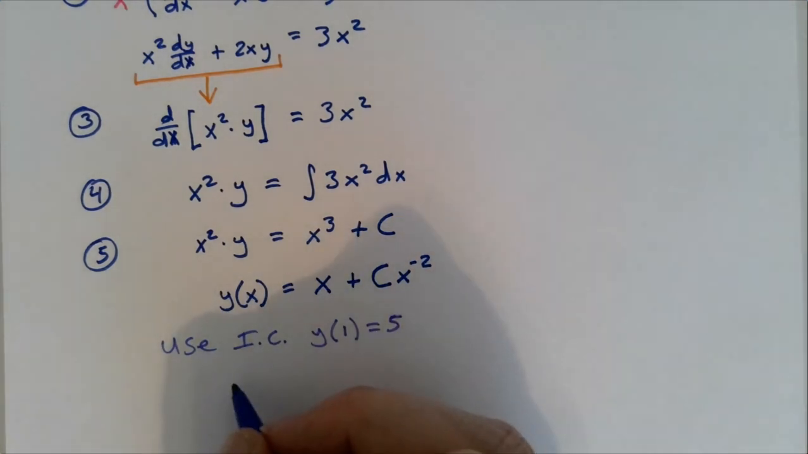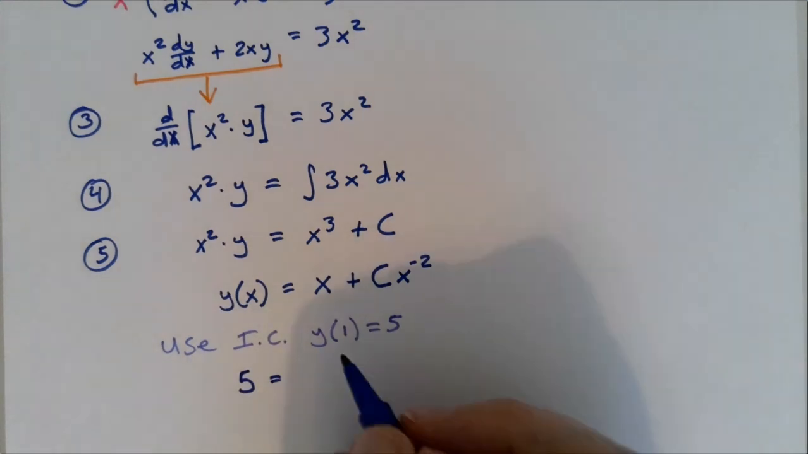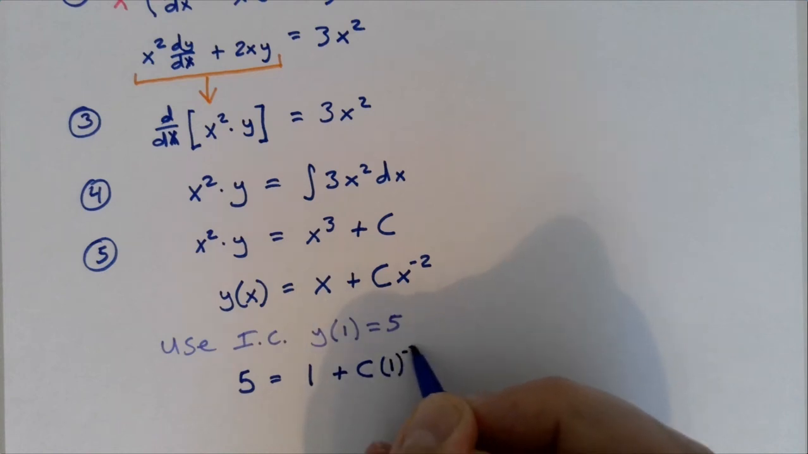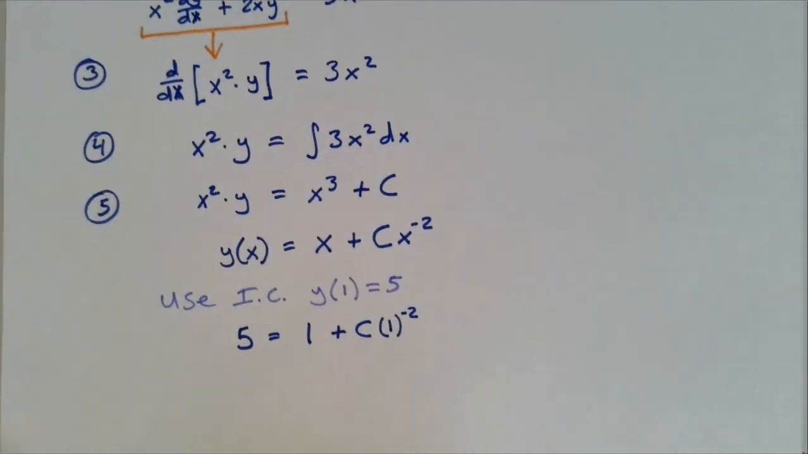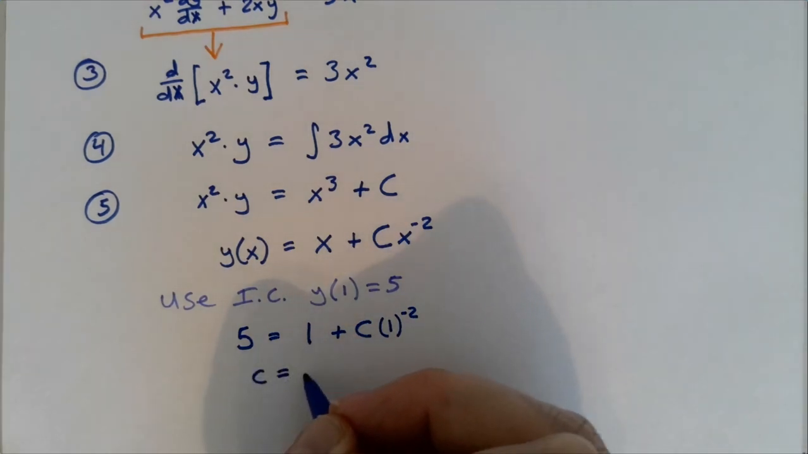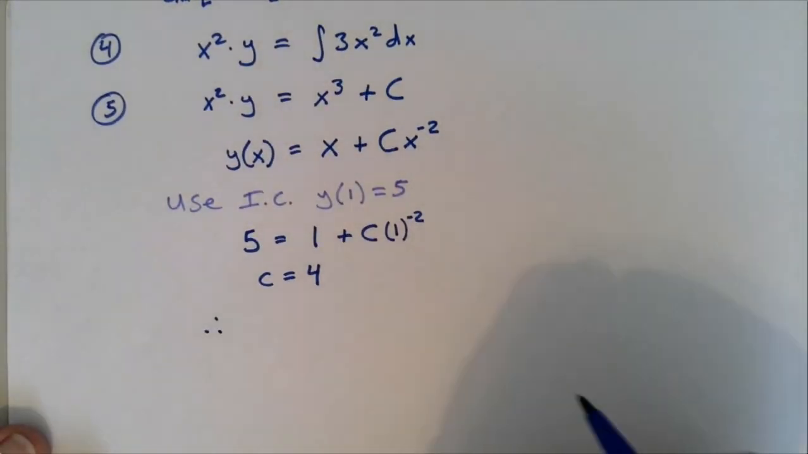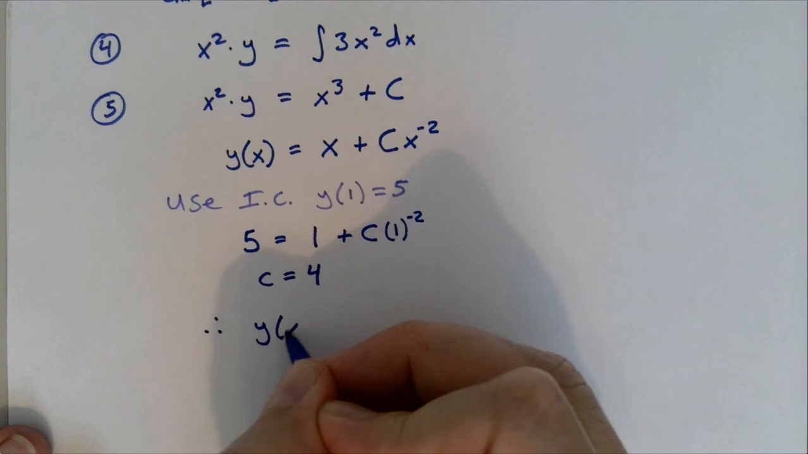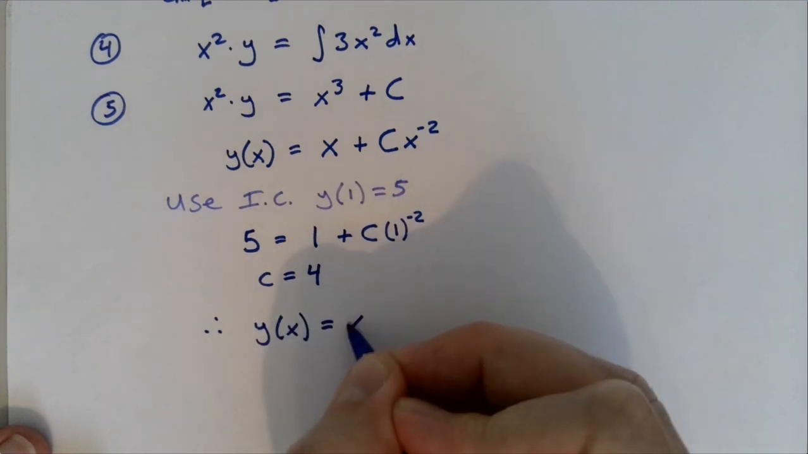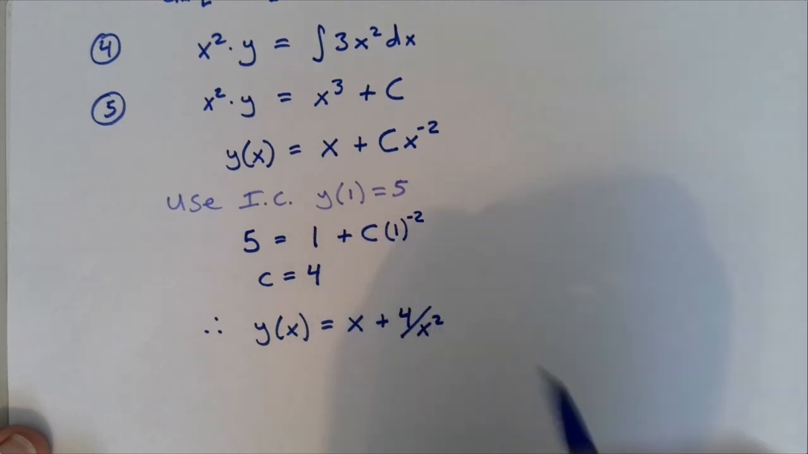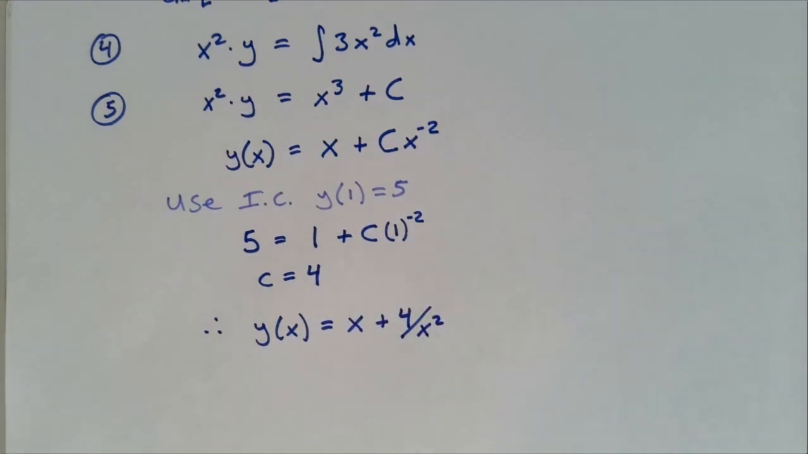And so I should be able to say 5 is what I get when I plug in 1 for x. That's 1 plus c times 1 to the minus 2 power. Well, 1 to the minus 2 power is just 1. So that means the value of c must be equal to 4. So, after all that work, we have our particular solution, which is y of x equals x plus 4 over x squared. Or you can say 4 times x to the minus 2.